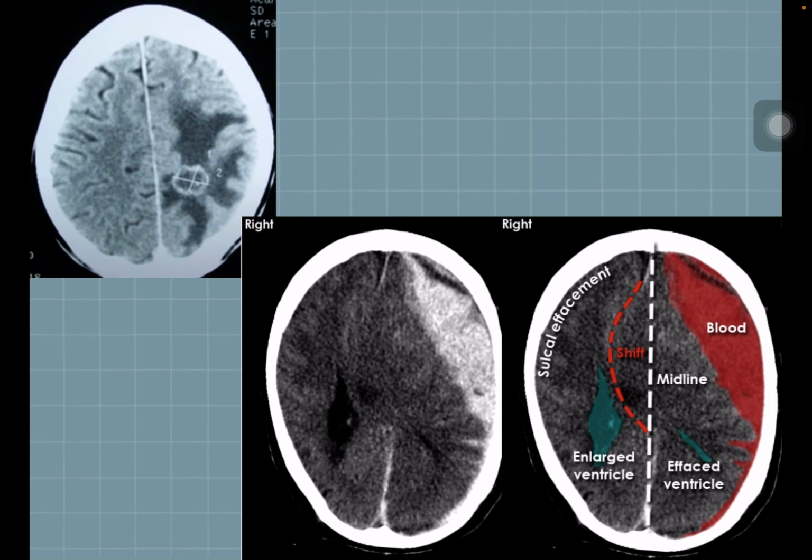And next, case of trauma. Here we have an acute bleed that causes a mass effect to the brain. We have an effaced ventricle, enlarged contralateral ventricle, a shift of the brain to the right side, and this is the sulci effacement. We can't appreciate the sulci.